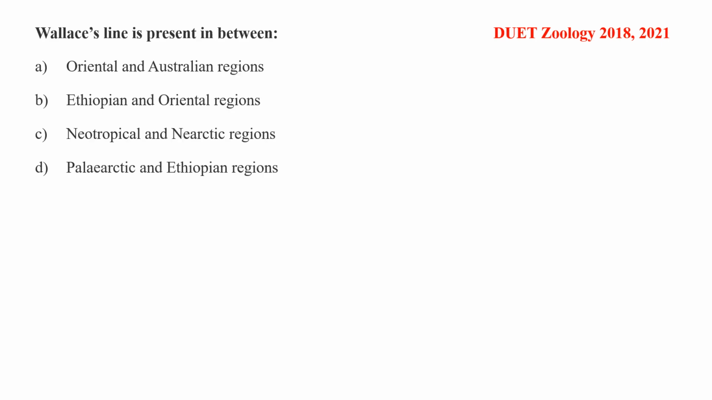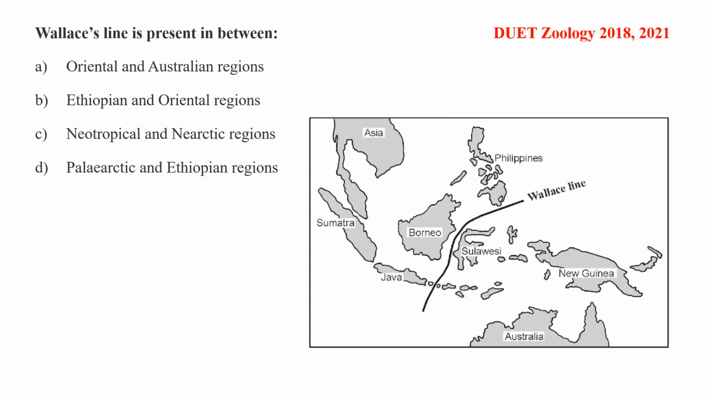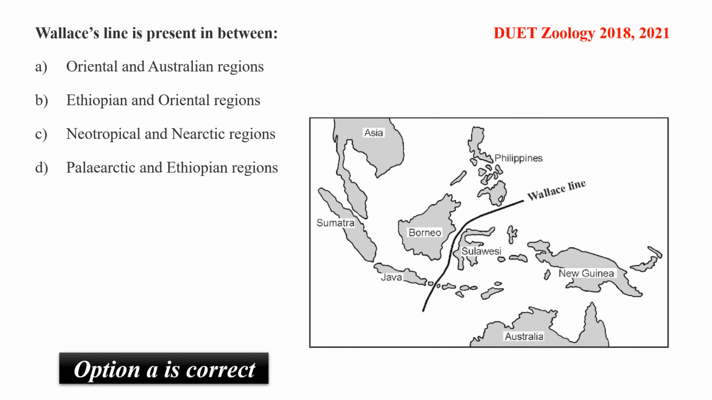Wallace line is present in between Oriental and Australian region, Ethiopian and Oriental regions, Neotropical and Nearctic regions, Palearctic and Ethiopian regions. Wallace line is a faunal boundary drawn by British naturalist Russell Wallace in 1859. It separates basically the biogeographical realms of Asia and Australia. That means Oriental and Australian region. Hence, option A would be the correct answer.